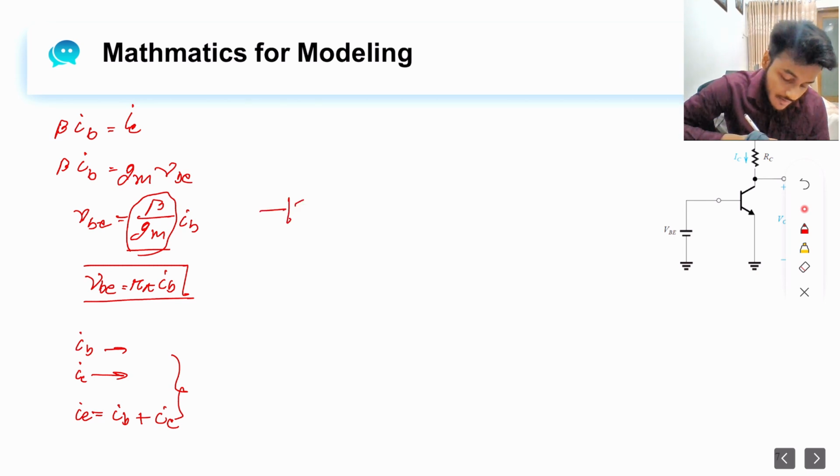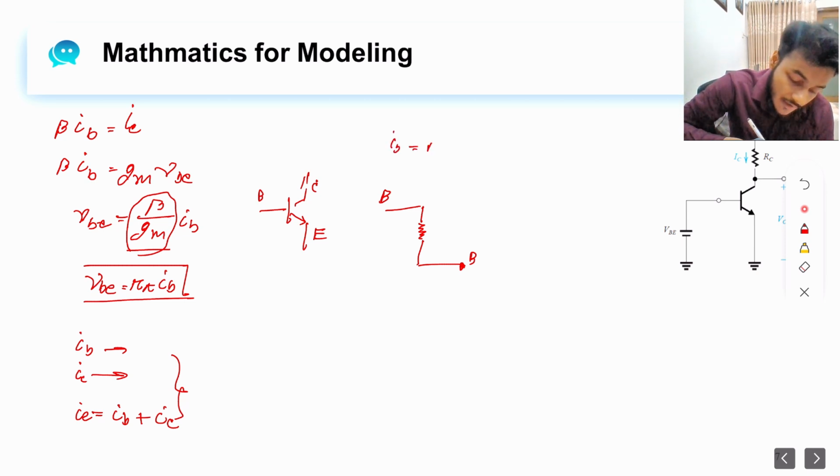So the BJT that we already knew, an NPN transistor, this is B, this is C, and this is E, can be easily represented when it is applied a small signal as this is B, this is E. So we already knew that IB equal VBE divided by r pi. So if this is IB and this is the voltage drop VBE, then this must be r pi.